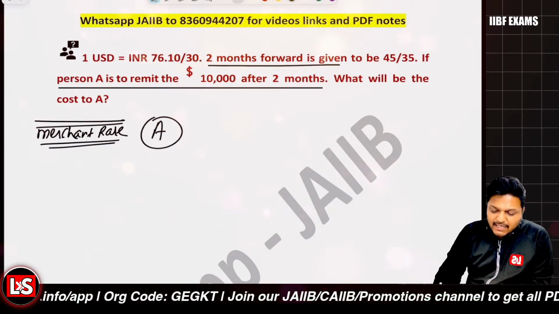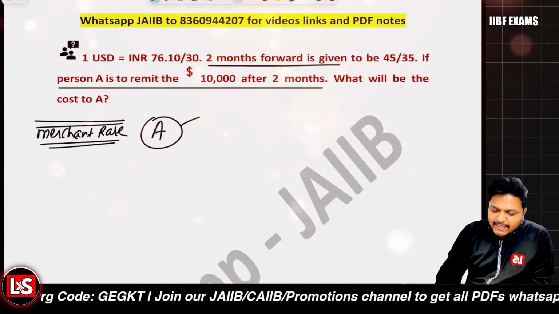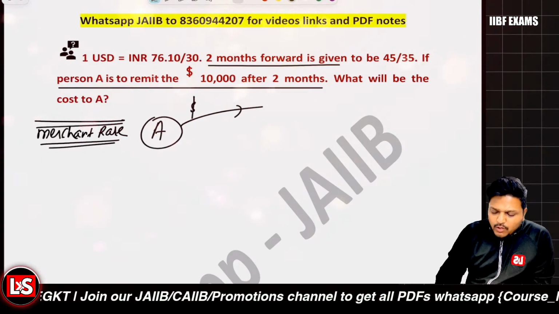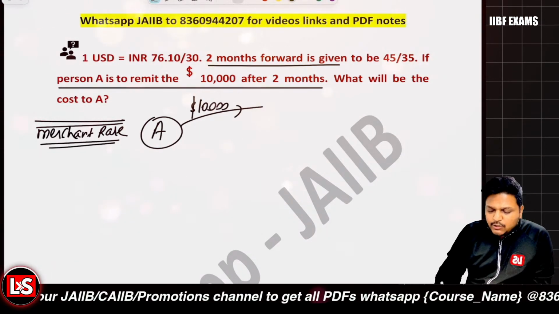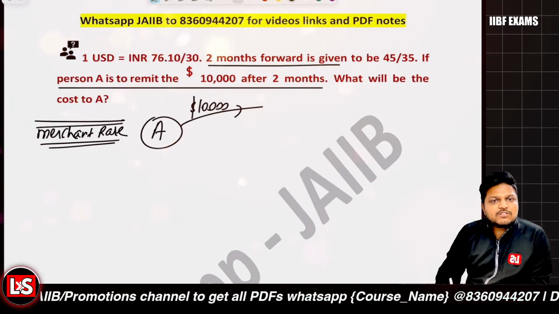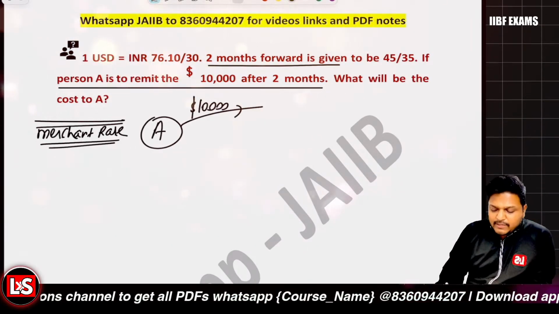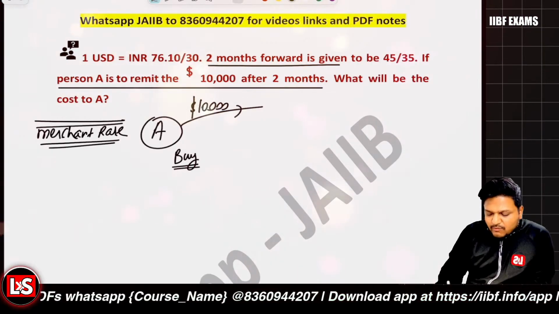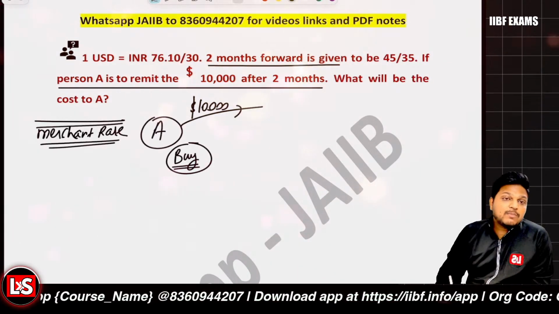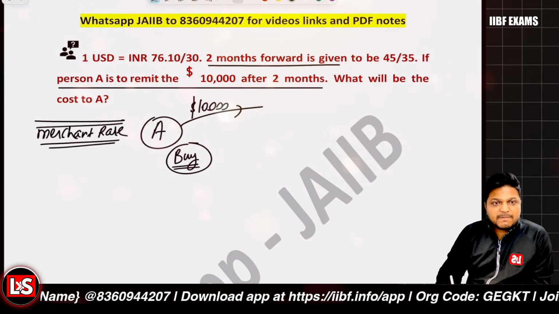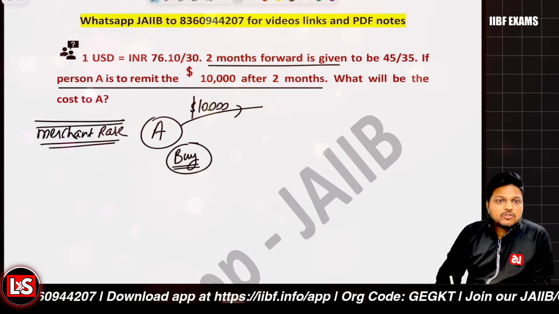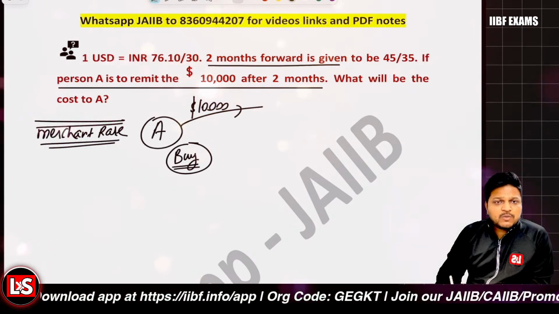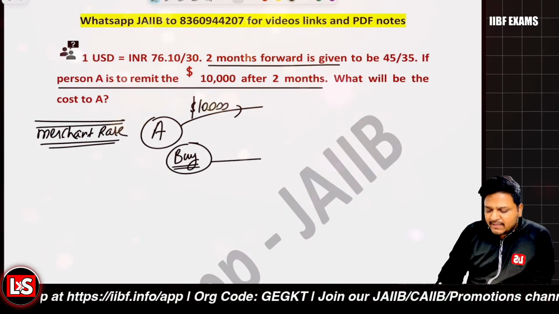So person A wants to remit the 10,000 USD. Now, if you want to remit 10,000 USD, you should have 10,000 USD first of all, right? So in that case, person A wants to buy the USD. But now the merchant rate is applicable. The perspective is to be taken from the bank end. So person A will be able to buy the USDs at the price at which the bank is ready to sell.